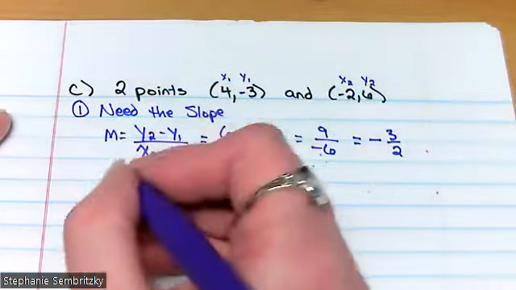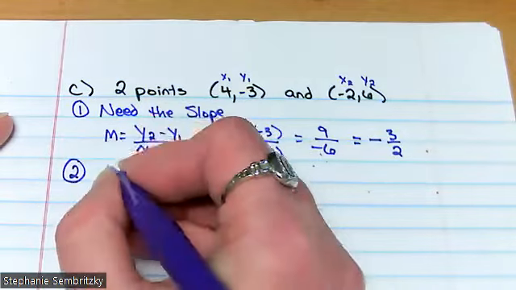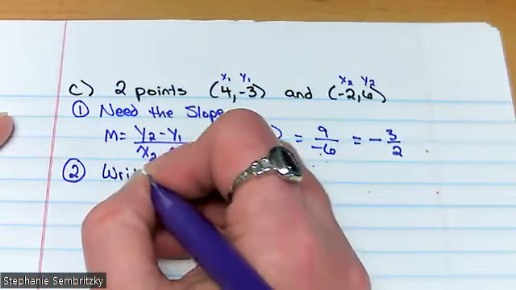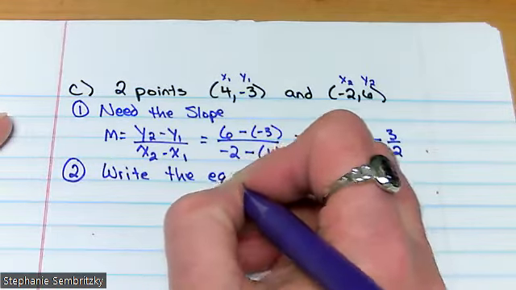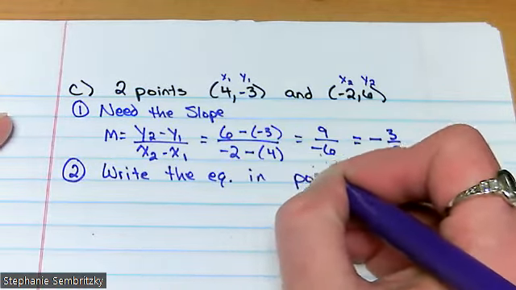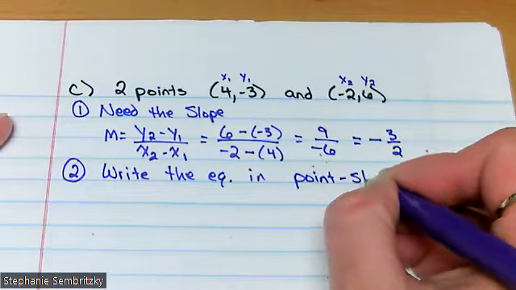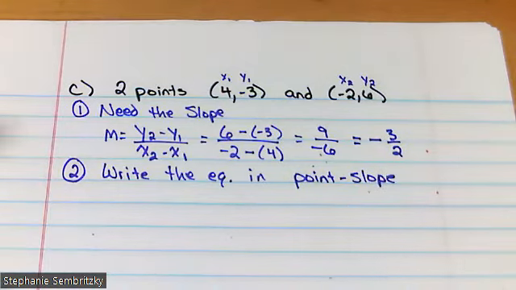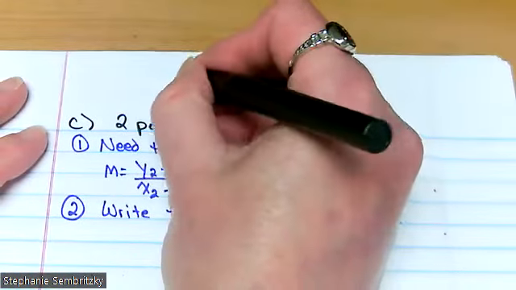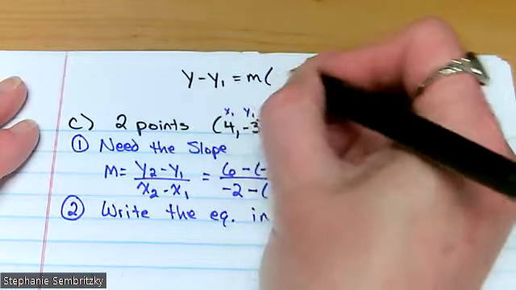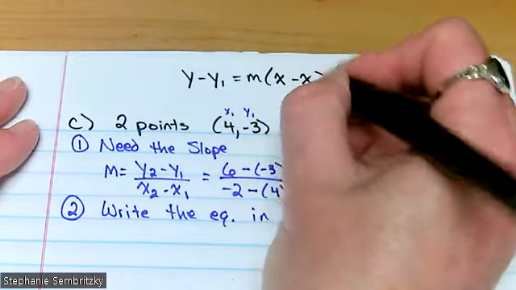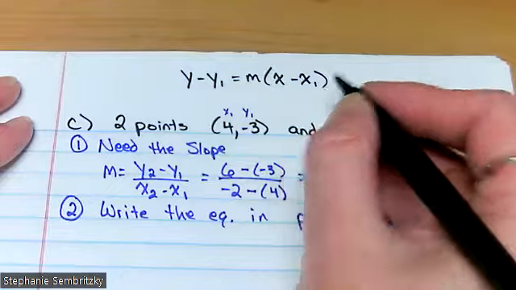Now that I have the slope, step 2, write the equation in point slope. It is the easiest way to do it. And what's nice is it really doesn't matter what point I use. So let's remember what point slope looks like. It's y minus y1 equals m and then x minus x1. So y minus the y value, x minus the x value.